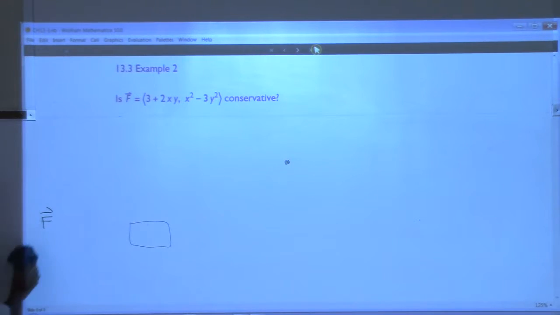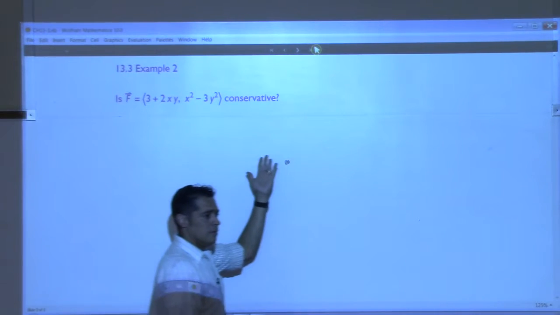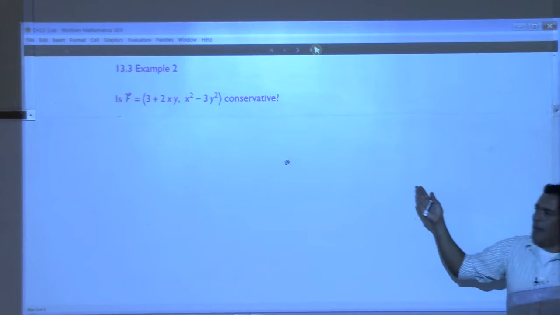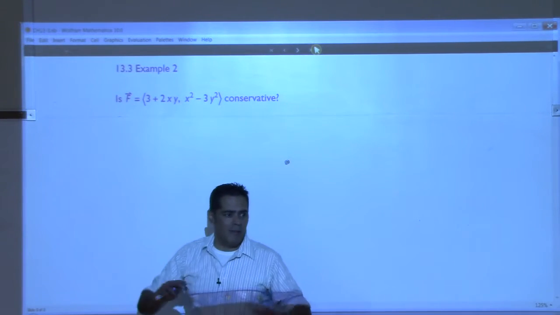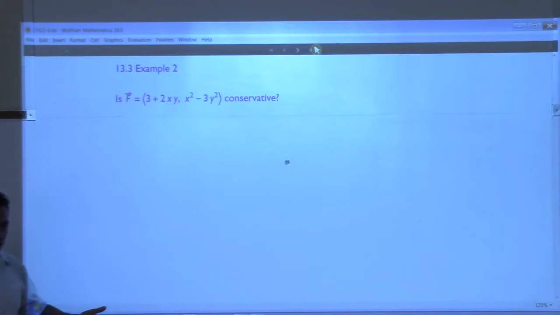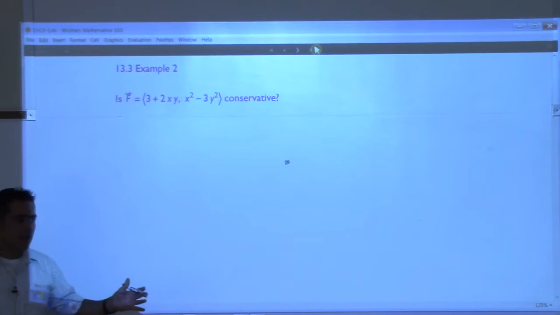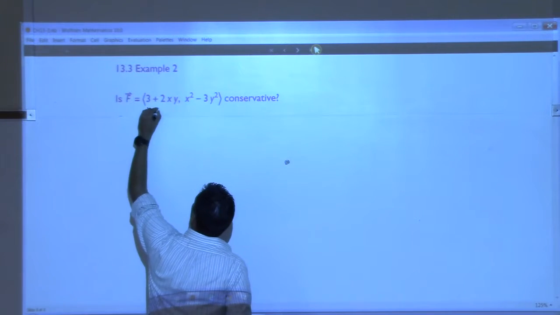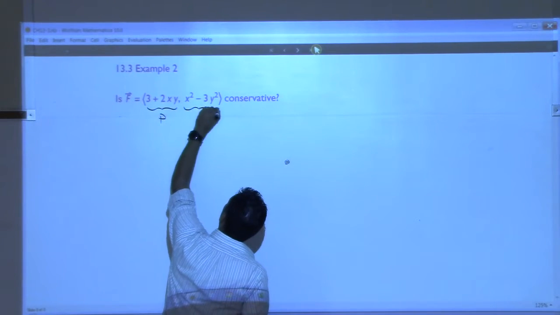All right, so take a look at this. Is this a conservative vector field? Well, they don't give us a region, do they? But the domain of this vector field is all real numbers. You don't have any division by zero, you don't have any square roots, you don't have any weird trig functions where you have domain problems. It's basically polynomials. So the domain of this thing is everything. And so any region you ever pick is going to be simply connected. You all buy that? Okay, so what's our check? Well, we have to do this. That's P, and that's Q.